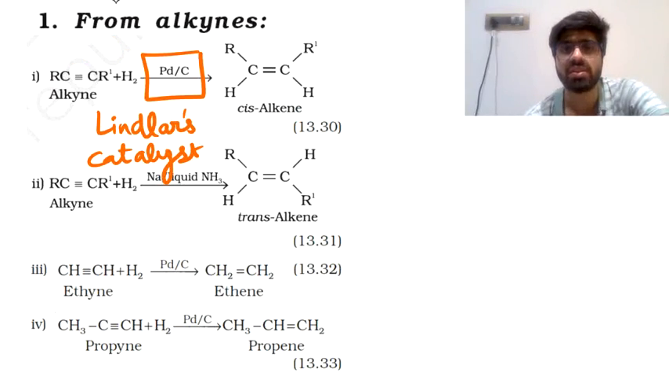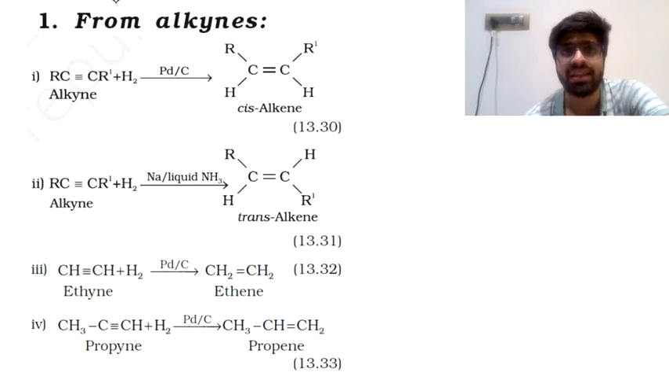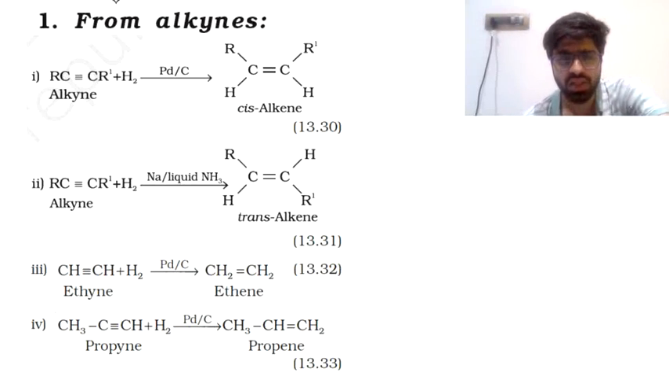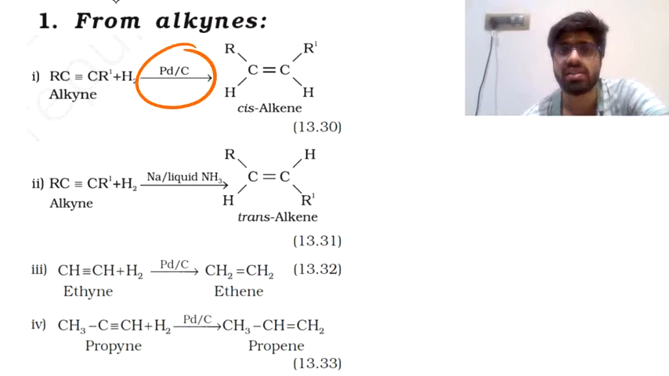Lindlar's catalyst, like I just said, is pelletized charcoal poisoned with sulfur or quinoline, and this kind of hydrogen addition on an alkyne is going to give you the cis alkene. Cis means the identical groups are on the same side of the double bond. If that was your double bond, then H and H, that is identical atoms, are on the same side of the double bond. You call it a cis alkene. Lindlar's catalyst will stop hydrogenation at the alkene stage and prevent further hydrogenation to alkane, and with Lindlar's catalyst, what you get is the cis alkene.